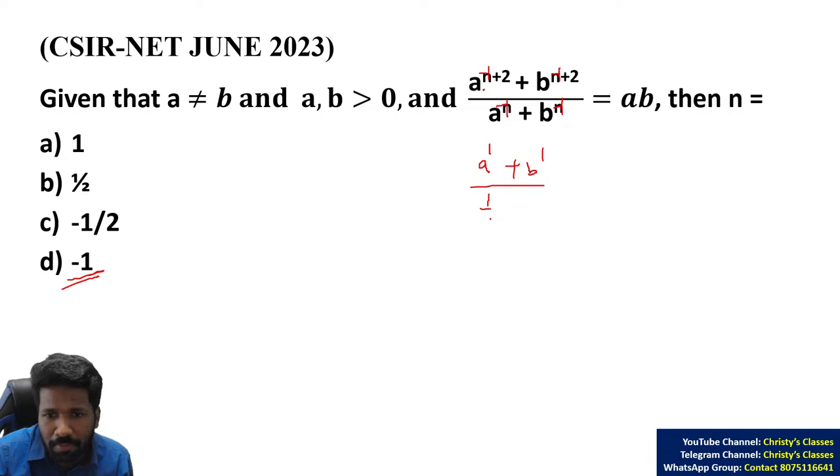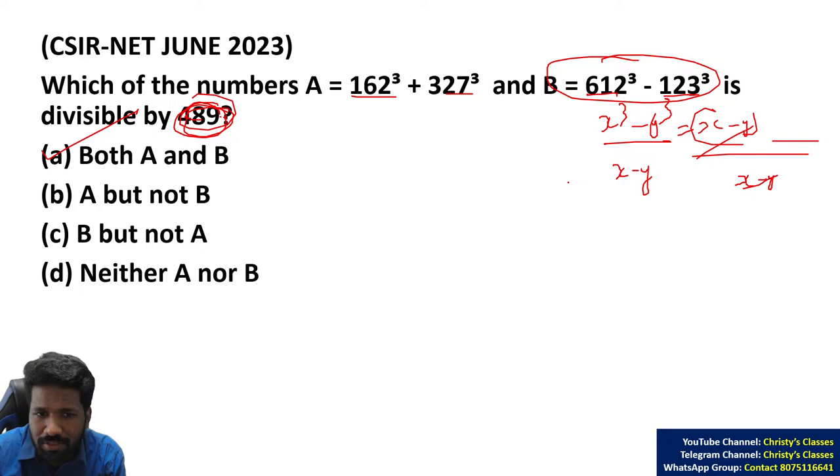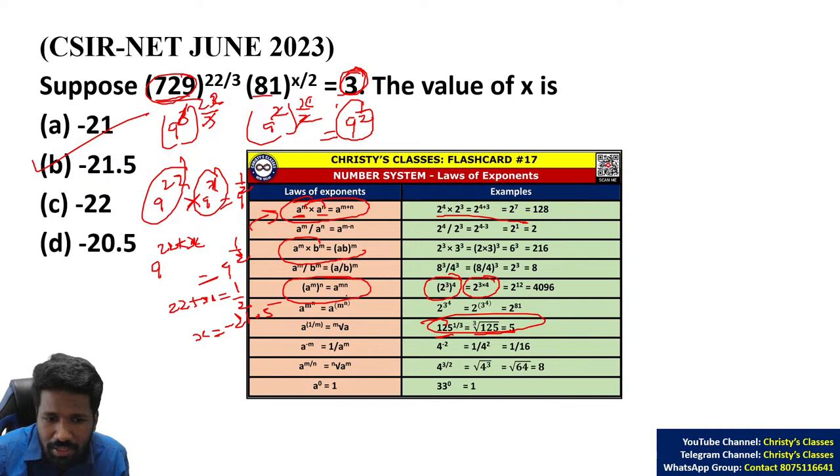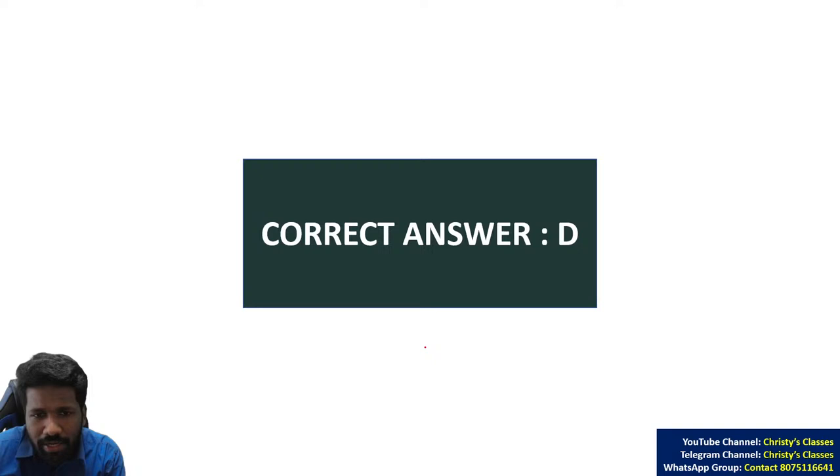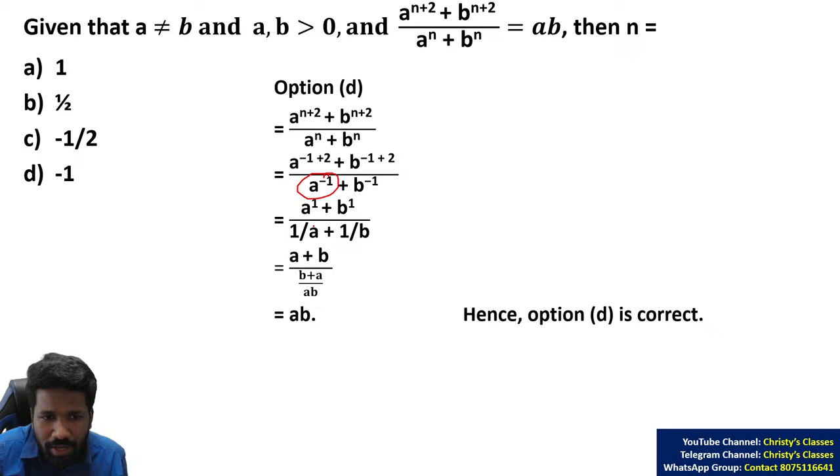a raised to minus 1 means 1 by a. Yeah, you should know the laws of exponents. We discussed that already in a previous question na, basic laws of exponents you should know. So a raised to minus m is 1 by a raised to m. 4 raised to minus 2 means 1 by 4 raised to 2. By that idea, when you are getting a raised to minus 1, you can write it as 1 by a. b raised to minus 1 is 1 by b.